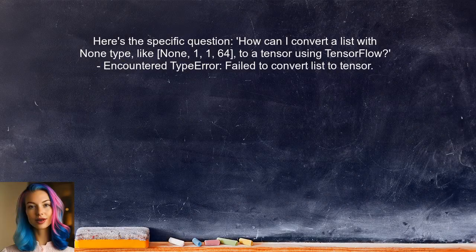Let's dive into the specific question at hand. One user asked, how can I convert a list with None type, like [None, 164], to a tensor using TensorFlow? They encountered a TypeError that said it failed to convert the list to a tensor. Sound familiar? Let's explore this together.